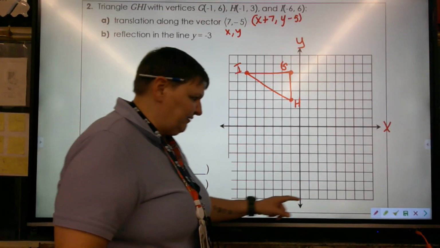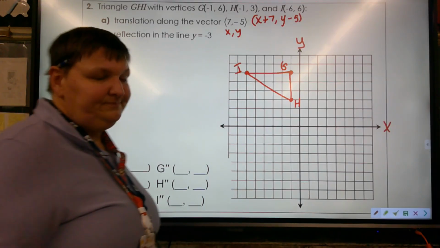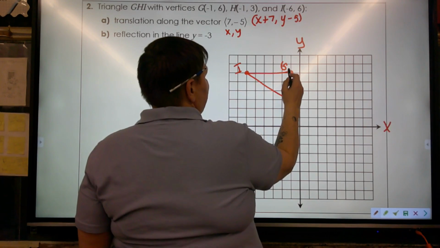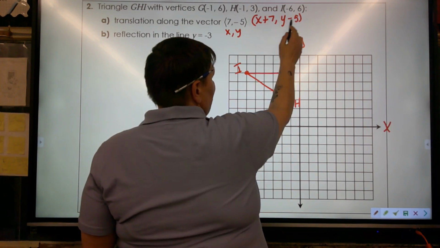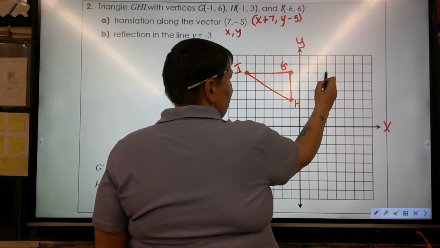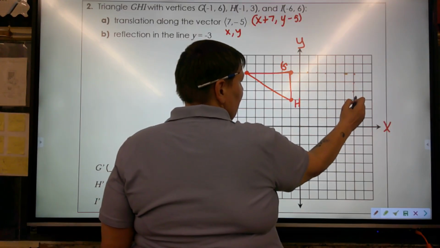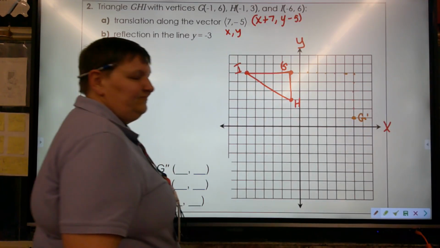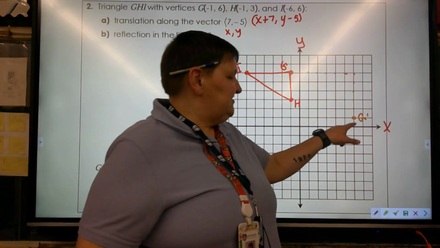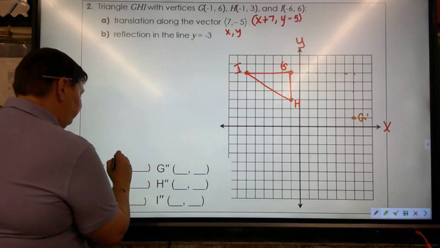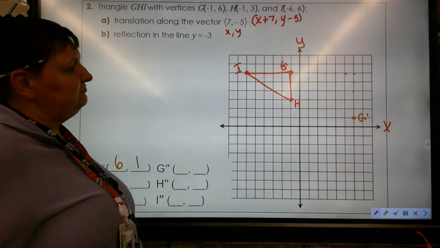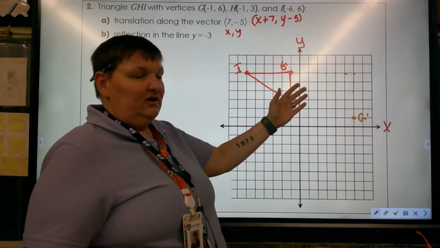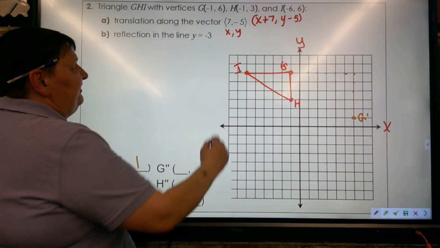So again, like before, we can move one point at a time. That's fine, right? Let's do G, and we're going to go 7 right, 5 down. And that would be G prime. And that would be 6, 1. That's tall. Right? You can do them all like that, or you can do it mathematically.